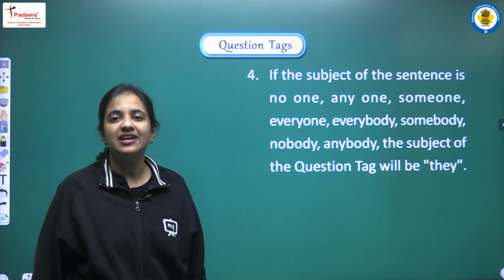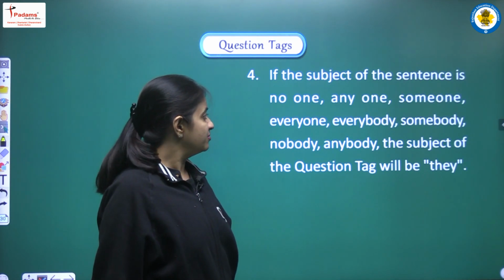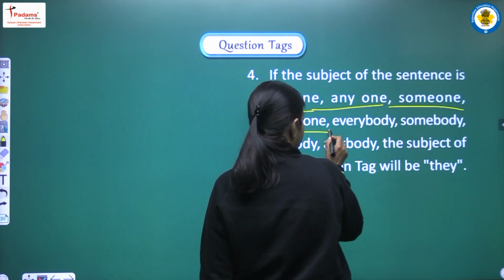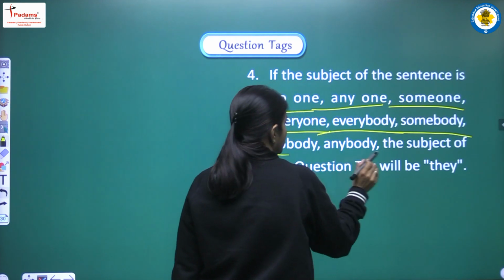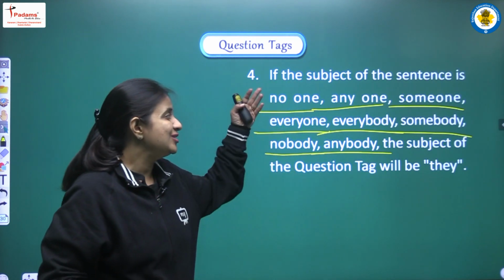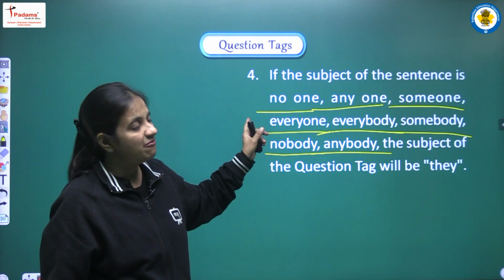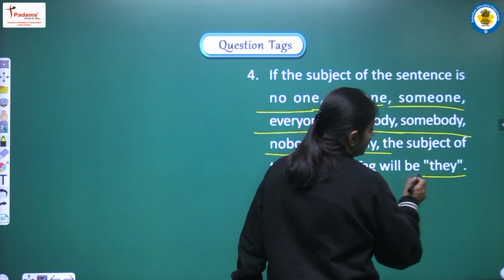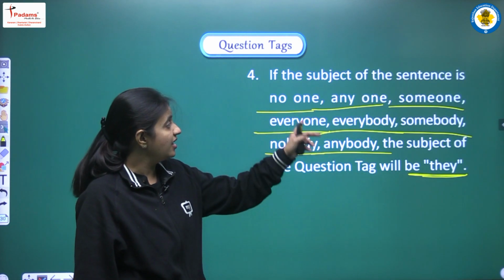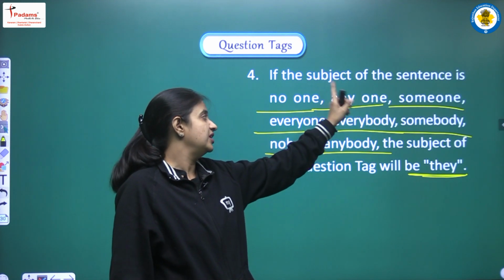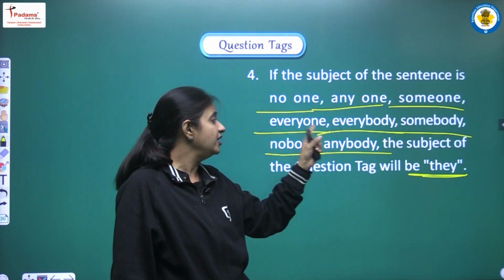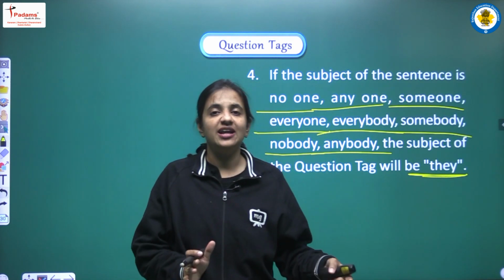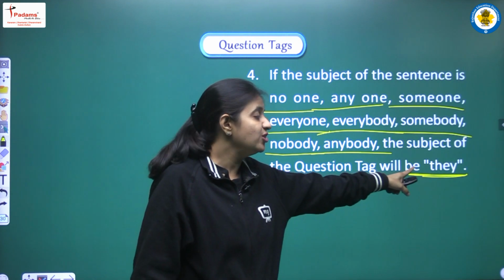Moving on, we have the next rule. So let's see, if the subject of the sentence is no one, anyone, someone, everyone, everybody, somebody, nobody, anybody. So we have so many words here. If we have any one of these words, then the subject of the question tag will be they, right? So when we have no one, anyone, someone, everyone, everybody, somebody, nobody, anybody, any of these words, then the subject that we have to use in the question tag will be they.